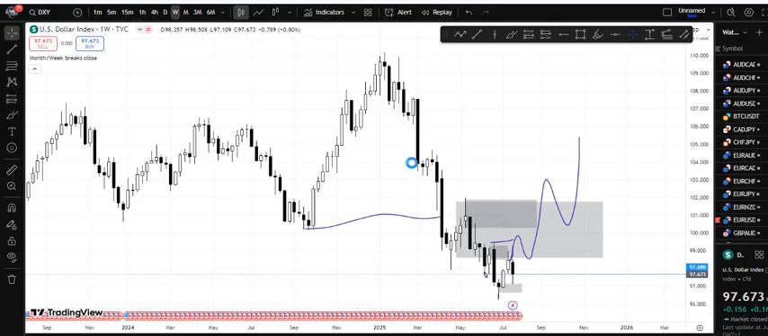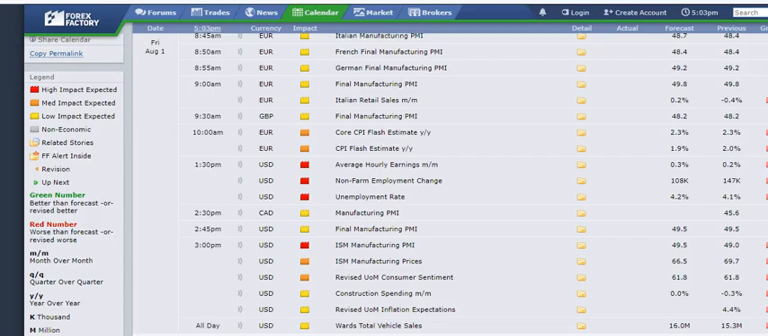So this week, this is what we've been looking at. This was what we looked at on the weekly time frame, and we will get into this a little bit. Let's have a look at what we'll be looking out for next week.